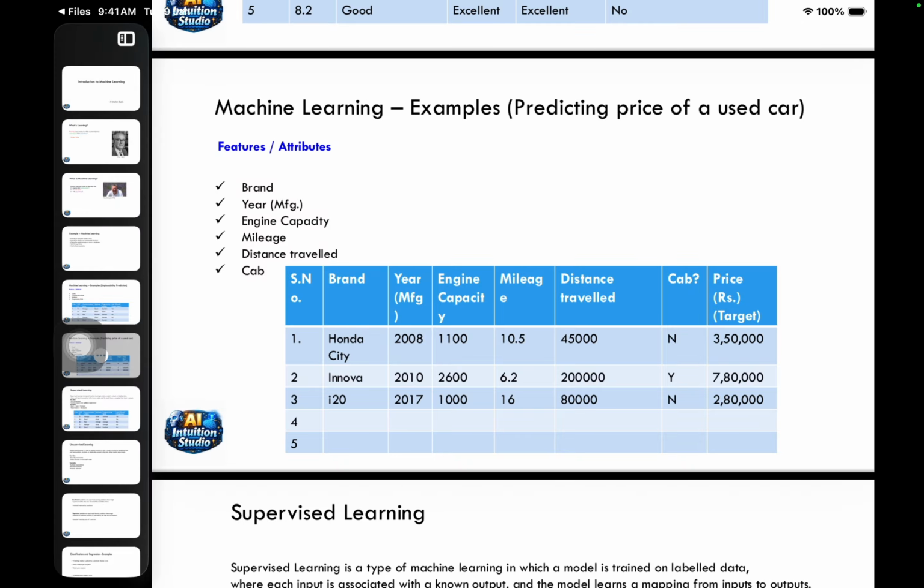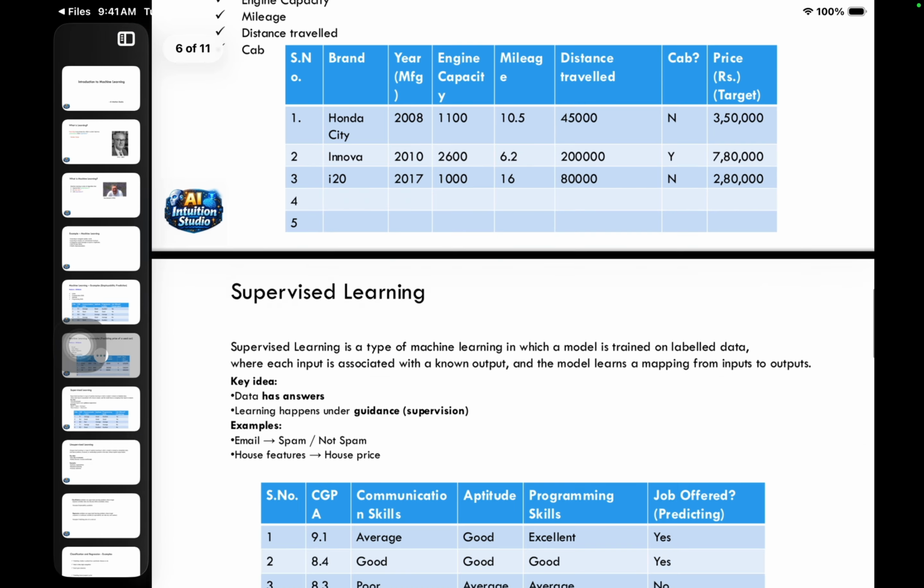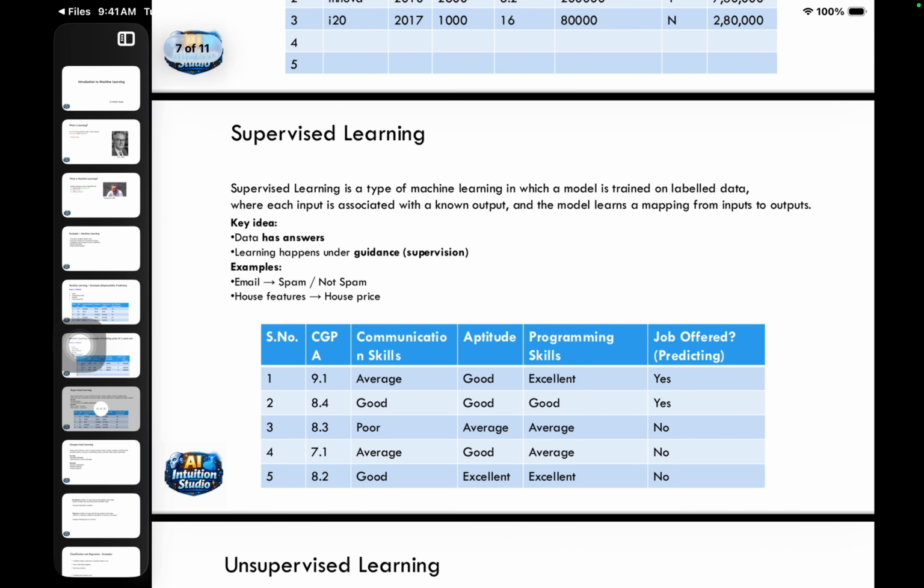Features such as brand, year of manufacture, mileage, and distance traveled all contribute partially to the final price. Machine learning learns how much weight, how much importance, to assign to each feature based on historical data. Okay. Now let's move on to another example.